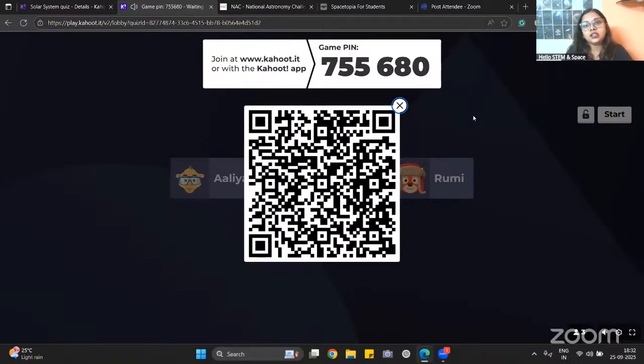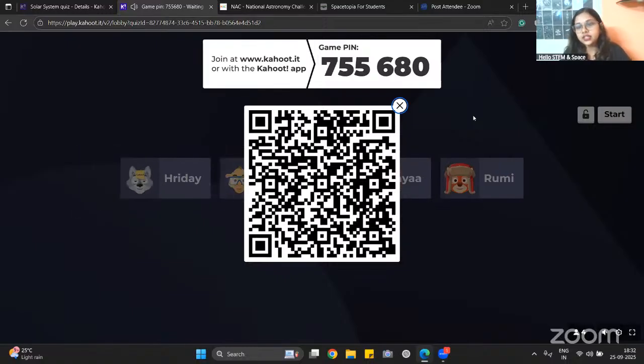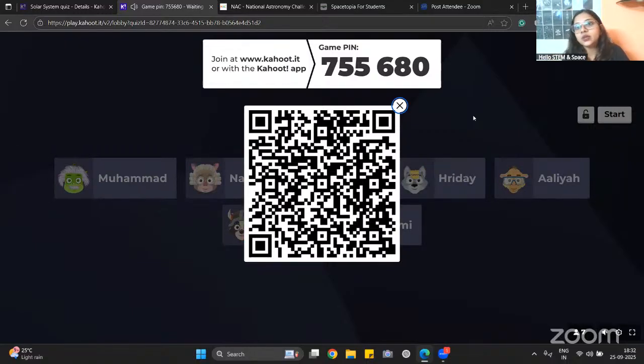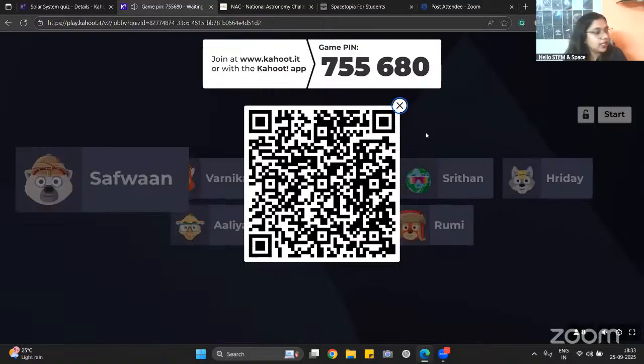Or if the link or the QR code is not working, you can just open the browser, type kahoot.it, and it will take you to a website where you just have to type in the game pin. The game pin is 555680. You can type in the game pin, give your nickname and join. So there are 3 different ways. In any way possible, you can join, and we will be waiting 2-3 minutes for everybody to join. Then we'll start.